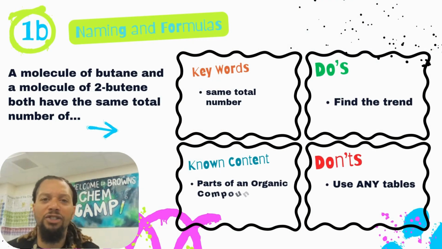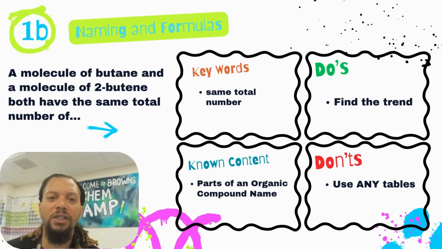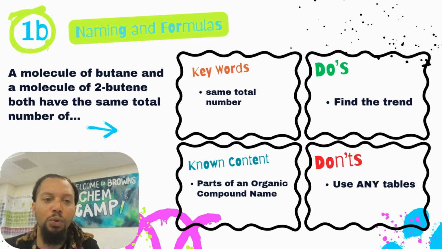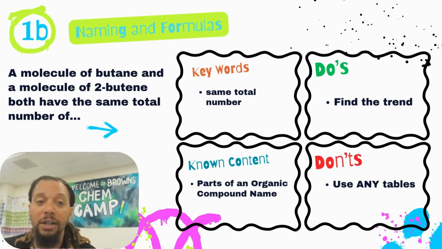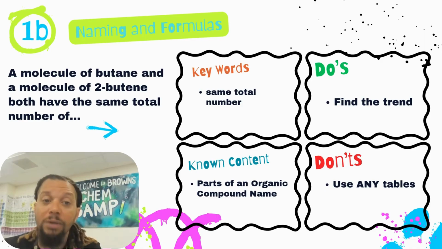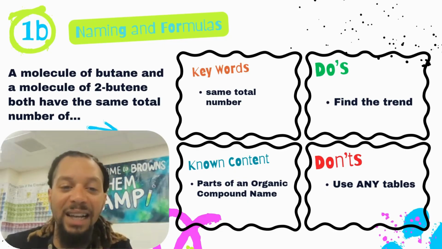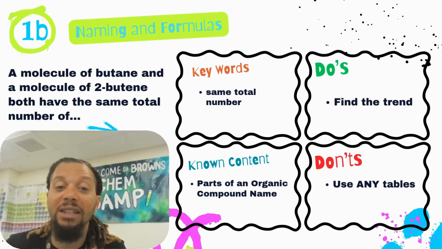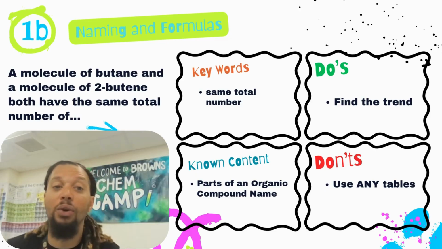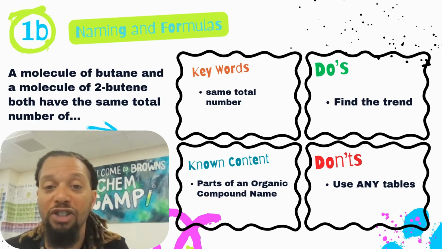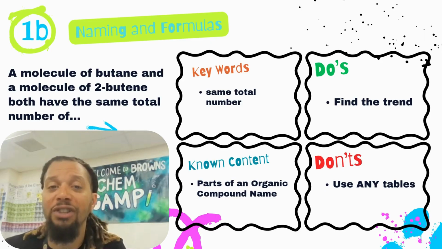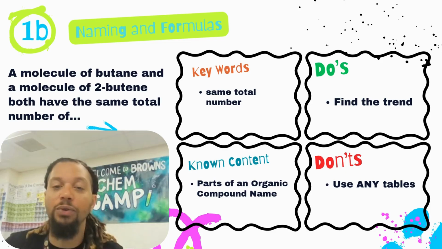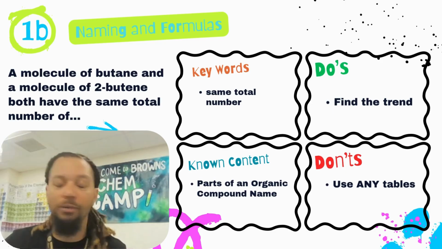In our next question in the naming and formulas category, a molecule of butane and a molecule of 2-butene both have the same total number of what? The keywords here: same total number. The known content: parts of an organic compound name. If we don't know that, we're not going to be able to understand this question. What are we going to do? We're going to find the trend, and we're not going to use any tables. They're not going to be helpful here.